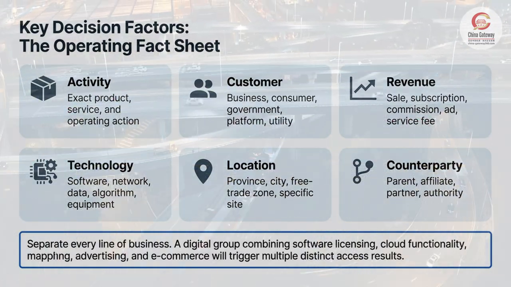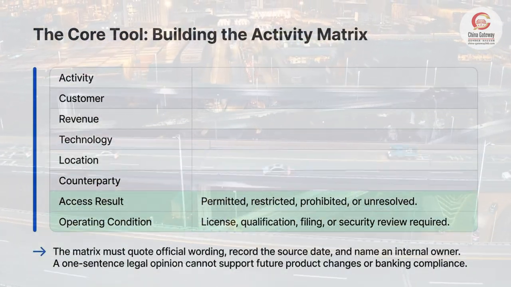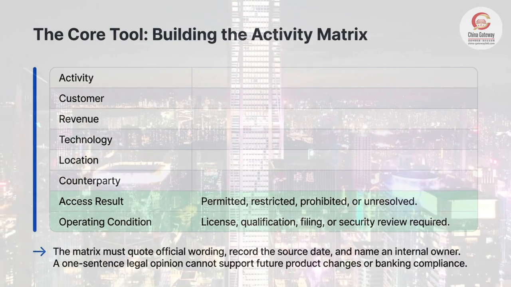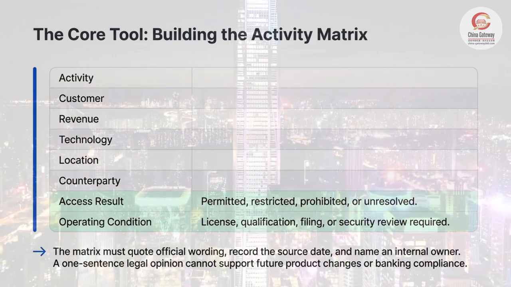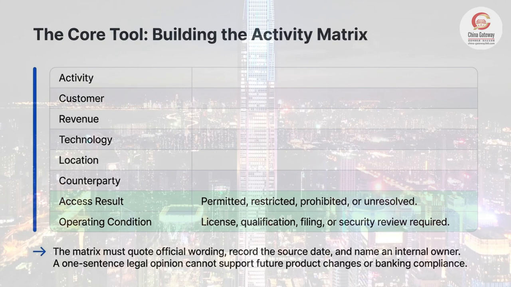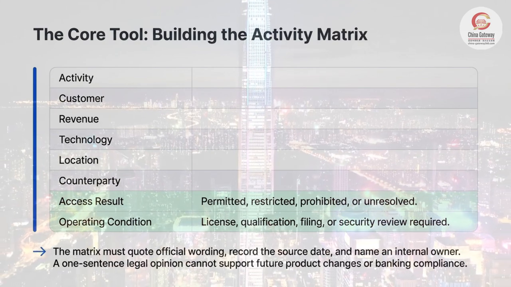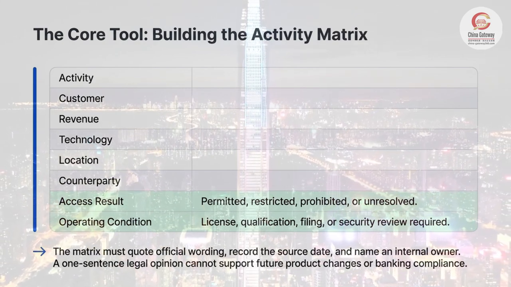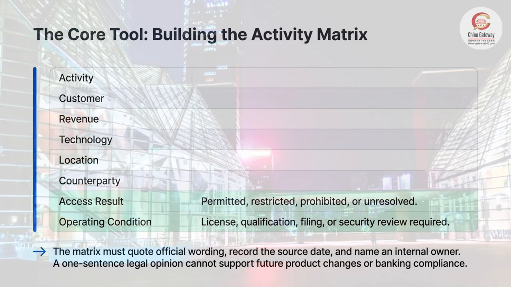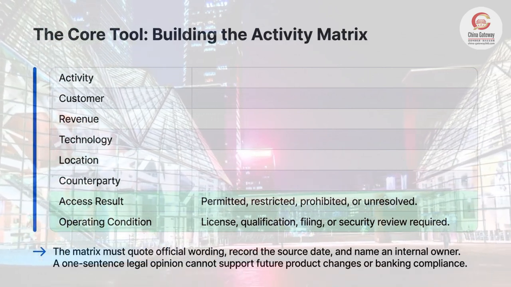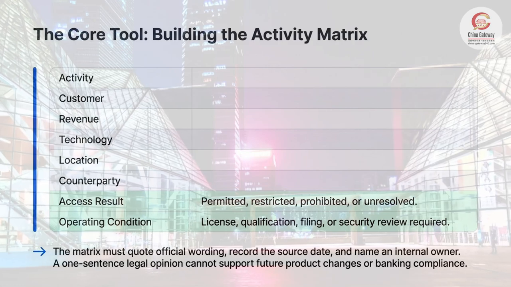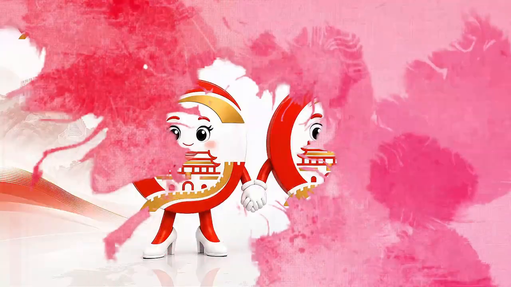Moving on to Section 2, building the activity matrix. Once those operating facts are pinned down, the activity matrix becomes your core tool. It maps your facts directly against access results and operating conditions. And here is the crucial part. Your strategy has to be backed by verifiable legal text and official source dates, rather than just brief, unsupported legal opinions.